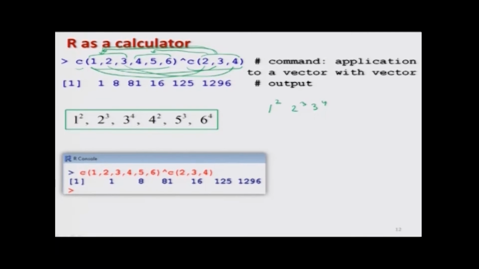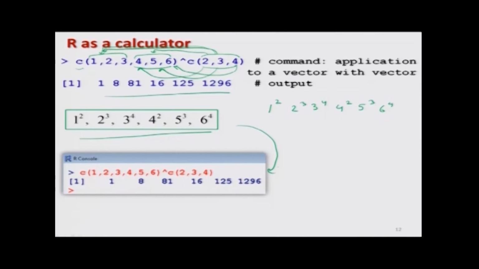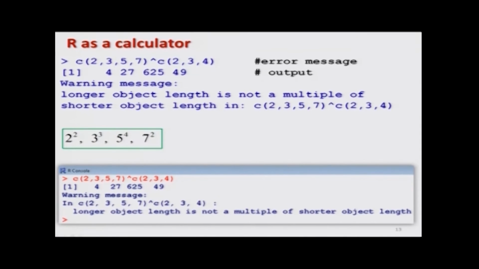And when I try to take 4, 5, 6, let me clear it so that I can explain it better. When I take here 4, 5, 6 with 2, 3, 4, then 2 comes here, 3 comes here and 4 comes here. So this value becomes 4 to the power of 2, 5 to the power of 3, and 6 to the power of 4, and this is the value which is being calculated here. Right, and the same outcome is obtained over here also in the R graphical user interface window.